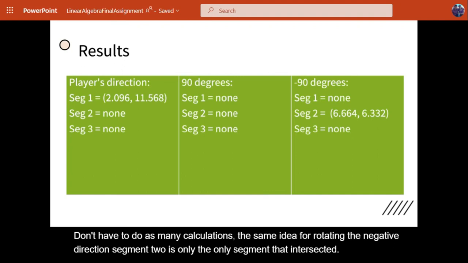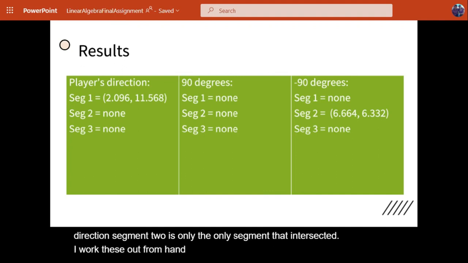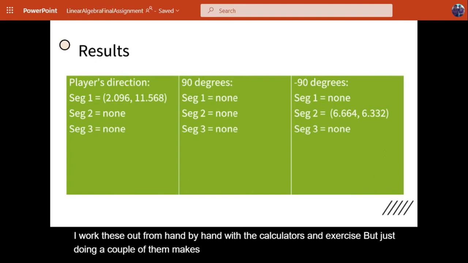I worked these out by hand with a calculator as an exercise, but just doing a couple of them makes you very happy for the ability to program computers to do the calculations automatically for you.